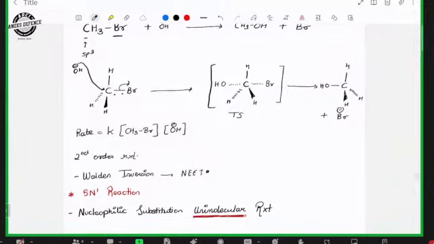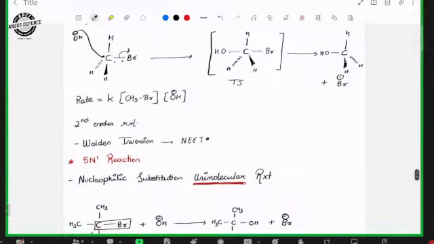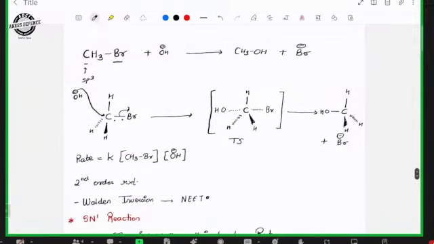In SN1, it is nucleophilic substitution unimolecular. One more thing I have to tell you. In the SN2 mechanism, the reaction rate is primary, secondary, and tertiary. So why primary, secondary, and tertiary? What do you mean by primary, secondary? Primary means what?